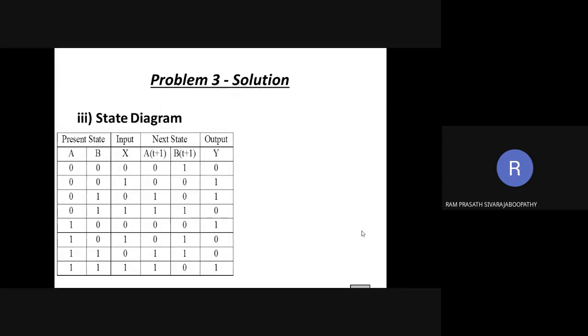So how many states will there be? We are having 2 flip flops. So how many states must be there? Kindly type it in the chat. 4. Very good. So what are the states? 00, 01, 10, 11. First combination. Where do we have to put the arrow? From 00 to 01.